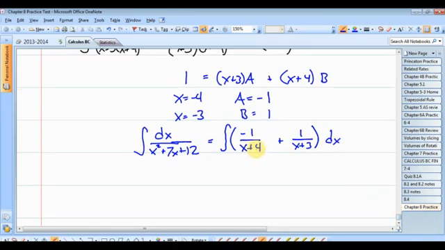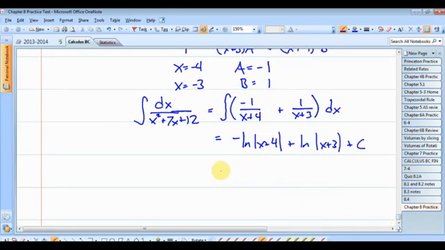All right, so we got that. We're going to integrate that. This is negative natural log of x plus 4 plus the natural log of x plus 3 plus constant, or just the natural log of x plus 3 over x plus 4. Oh, no, never mind. I dealt with the negative.